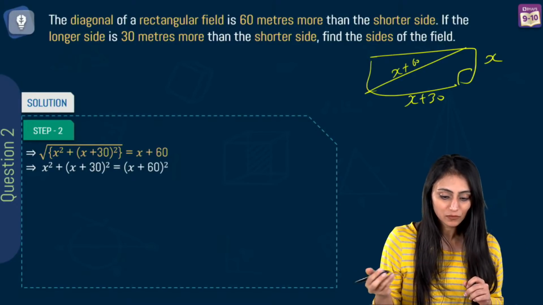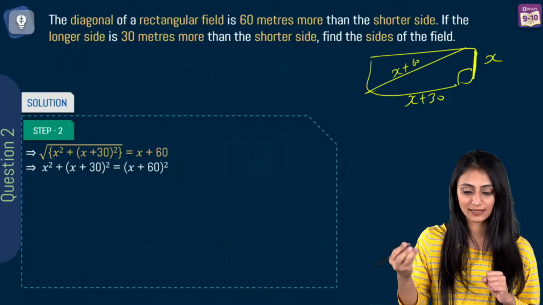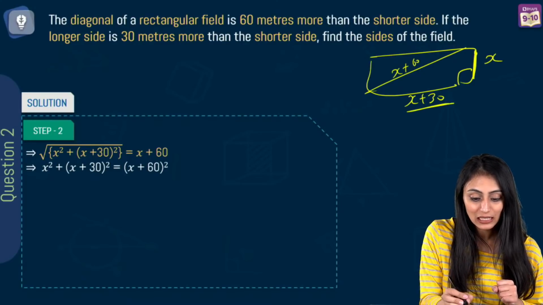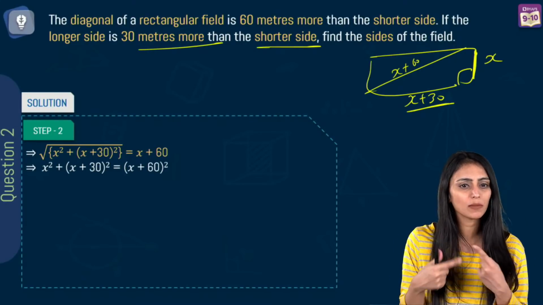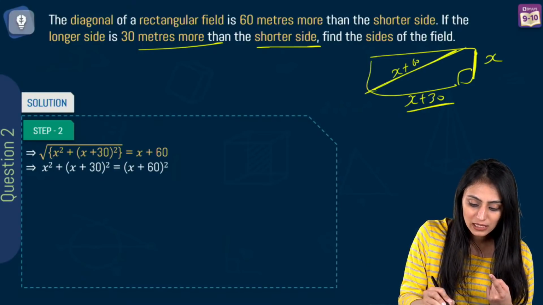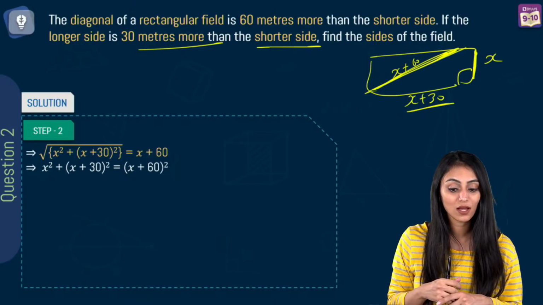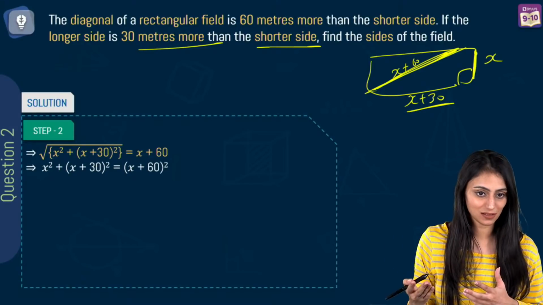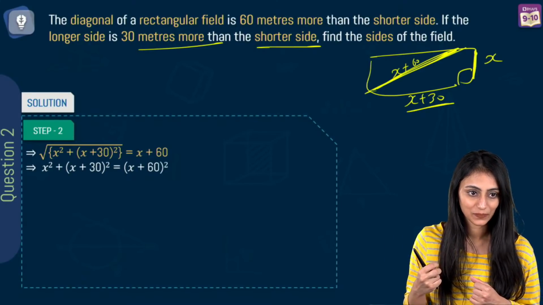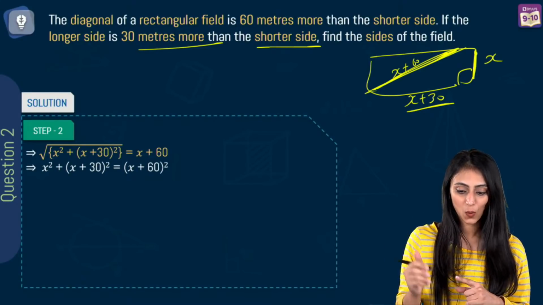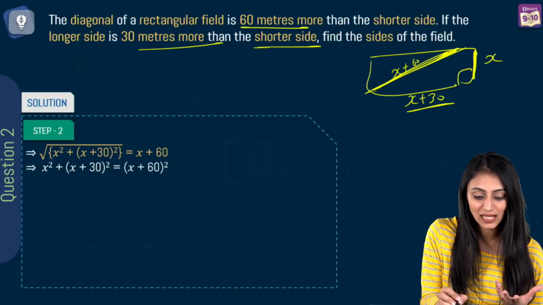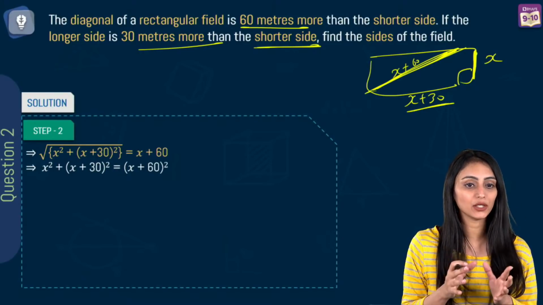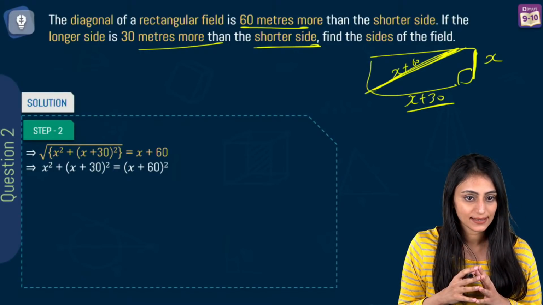Yes, Pari. So basically this is the shorter side, let's say that is x. So longer side is 30 meters more than the shorter side. Just do a literal translation of the statement, word by word. And diagonal is 60 meters more than the shorter side. That means x plus 60. I've repeated one more time. Only you have to assume the shorter side, rest everything, the length of the diagonal as well as the length of the longer side, is dependent on it.